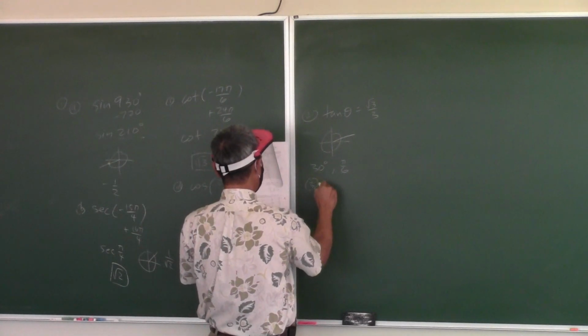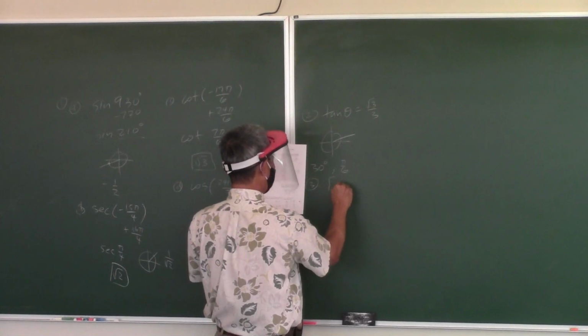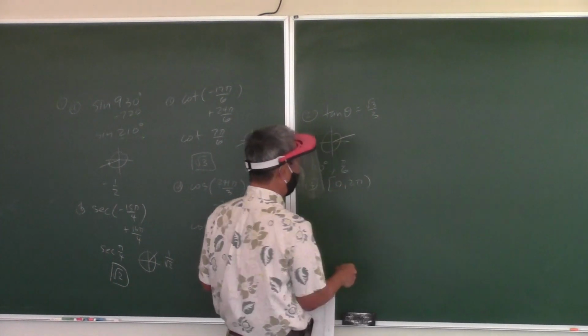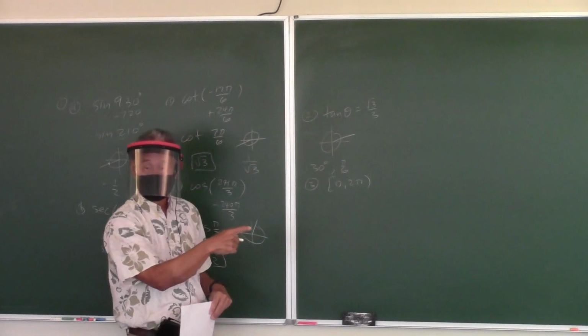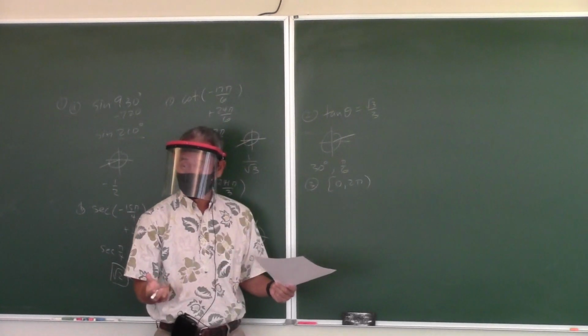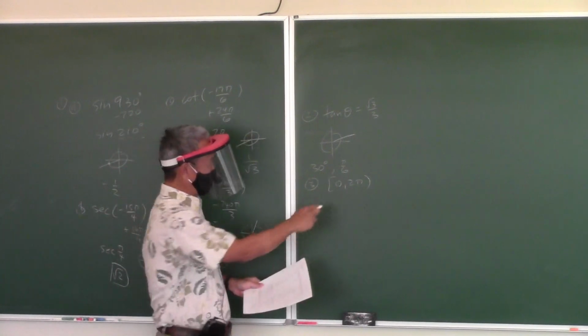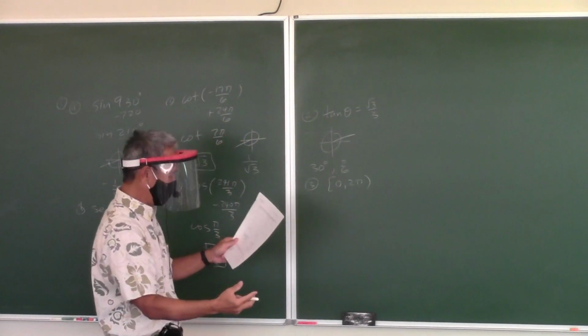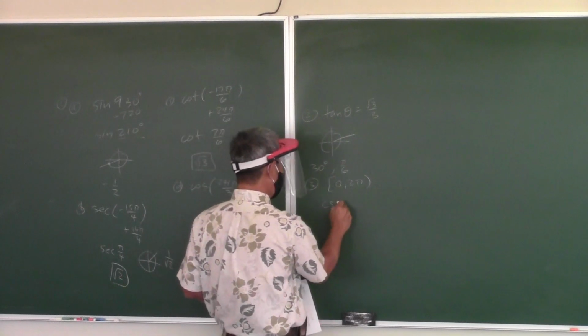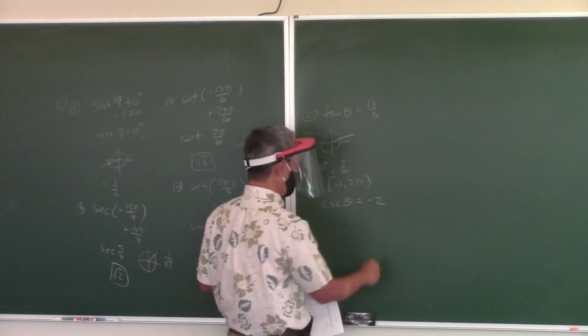Number 3, give the angles in the interval now. It says between 0 and 2π, so that means you need to give your answer in radians. Because some of you just gave degrees, but if they're giving it to you in radians, they want it in radians. So cosecant theta is equal to -2.